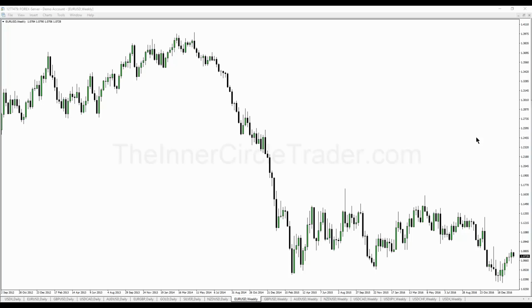So looking at the euro dollar, we're going to take a look at the last 3 to 6 months.